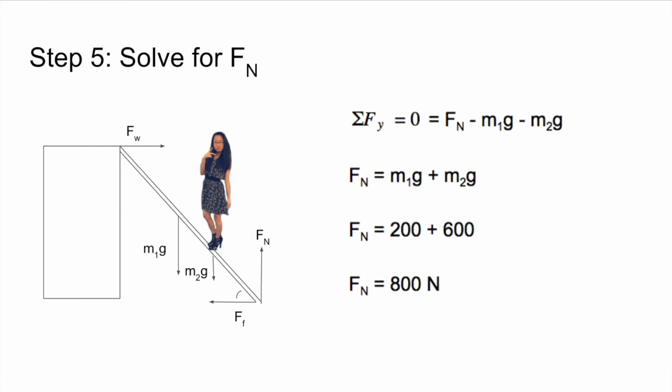Then we solve for the normal force exerted by the ground on the ladder. We know that the y component of the sum of forces must also be 0, so we can set normal force equal to the sum of the two downward forces of the ladder and H. Jang dog. We add 200 and 600 and get normal force equals 800 newtons.